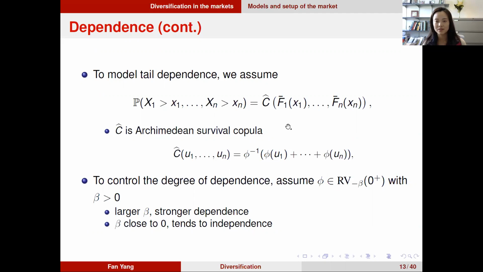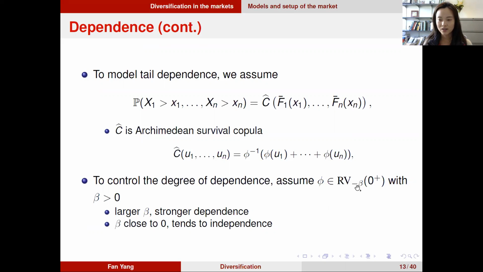Okay, follow the same definition here. Now, to better control the degree of dependence, we assume the phi, the generative function, is regular varying at 0. The reason for 0 is, you see here, 0 is where f bar x goes to 0 when x goes to infinity. When x is very large, that's where the big losses occur. So f bar of x is going to 0. That's why this assumption is at 0. The regular variation is at 0.